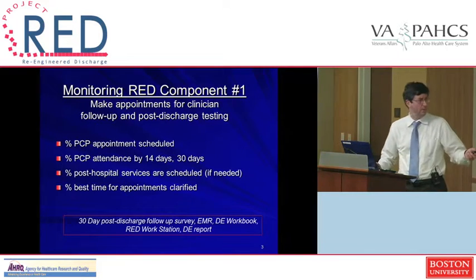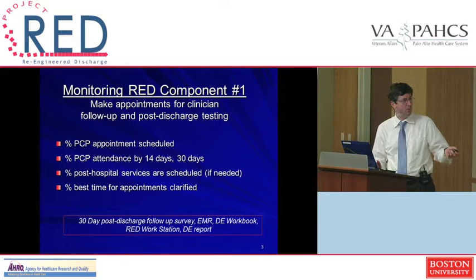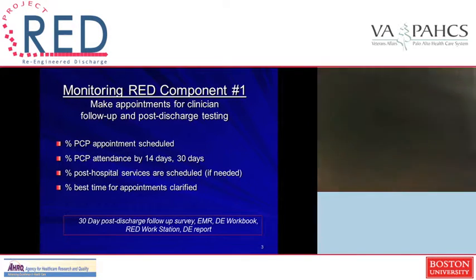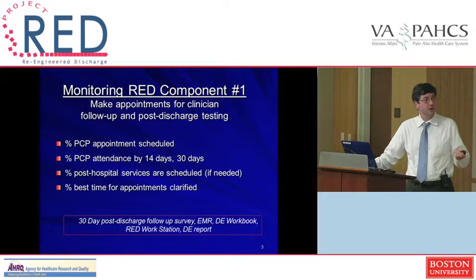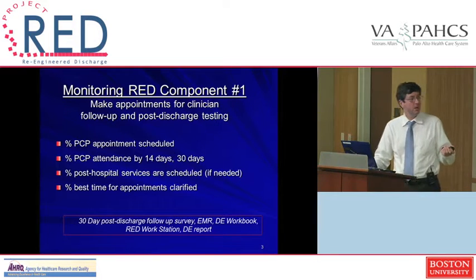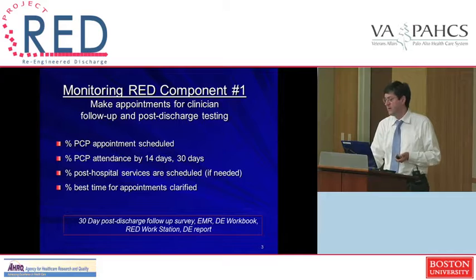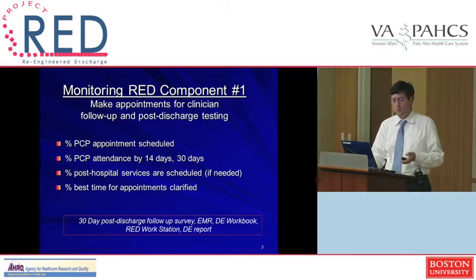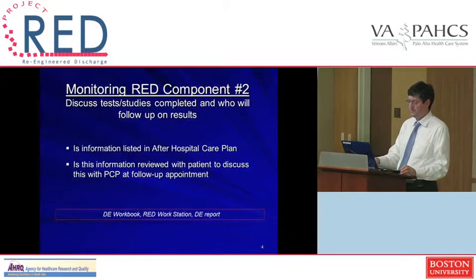And at the bottom here, we put down some of the data sources that could be used to create those metrics. It could be the 30-day post-discharge follow-up survey, which you could send to patients to identify whether they saw PCPs, or you could look in your system, at the database, to see how many people made appointments. You could look at your electronic medical record. The discharge educator workbook could be a data source. The RED workstation, as Marcus talked about before, is now able to print some very important process outcomes automatically, which is very, very helpful, and a report from the discharge educator about that patient.